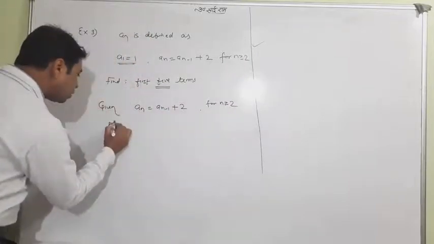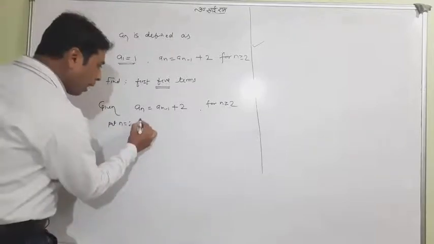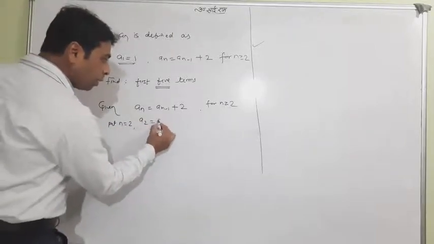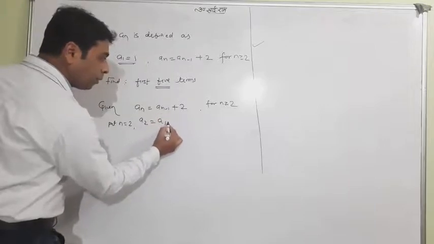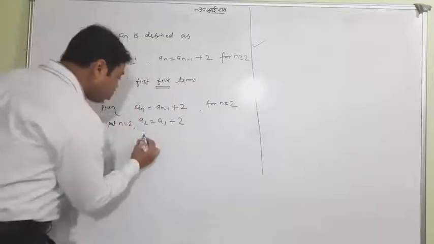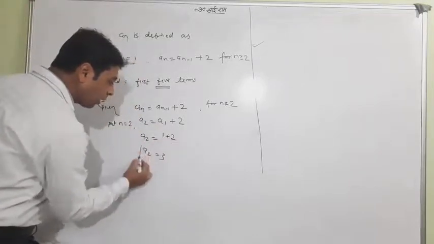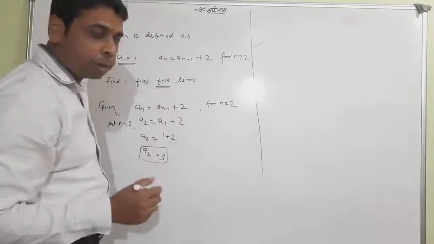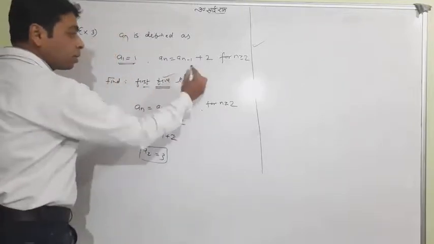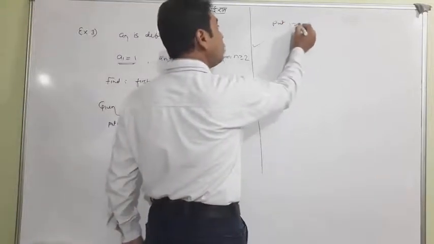So you first take n equal to 2. What will you have? A2 equals A2 minus 1, that is A1, plus 2. And A1 is already given as 1. So A2 will be 1 plus 2, so A2 will be 3. This is none other than the second term. So what you want to find is the first 5 terms. So again put n equal to 3.